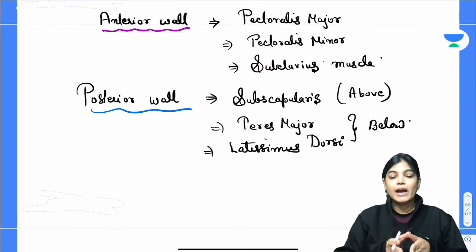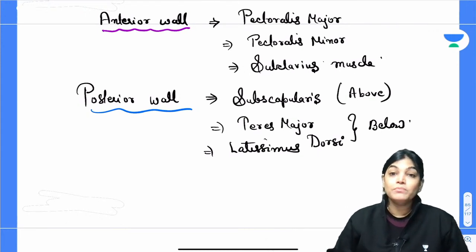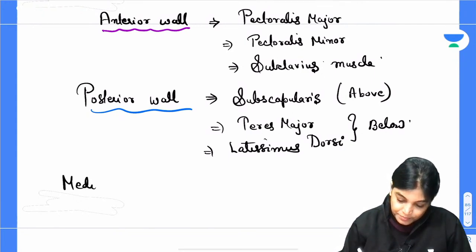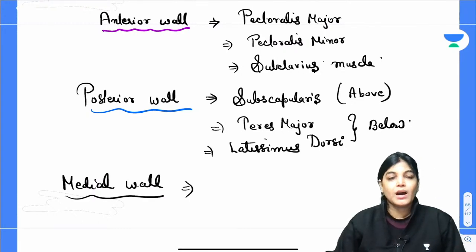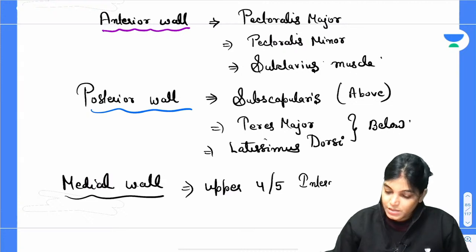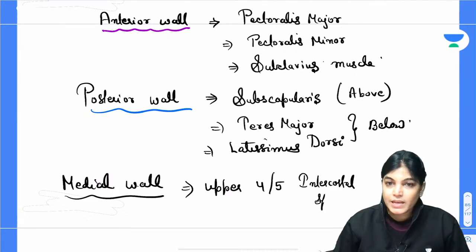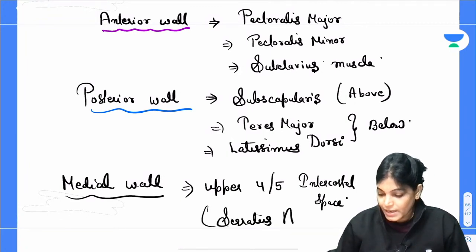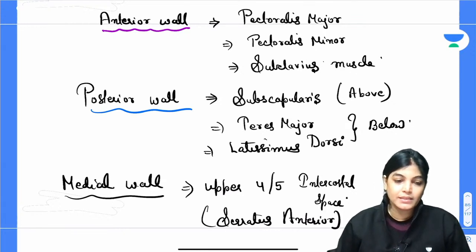Now I would like to define the medial and the lateral wall. Medial wall is having the bed seat of which muscle? Serratus anterior muscle. So the medial wall of axilla is formed by the upper 4 and 5 intercostal spaces, and this intercostal space is covered by the digitations of which muscle? Serratus anterior muscle.